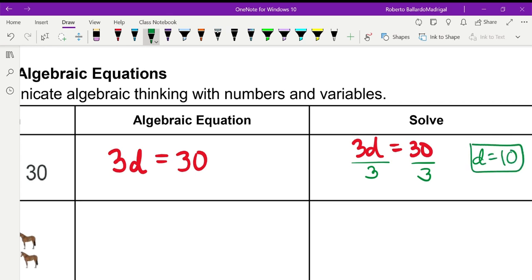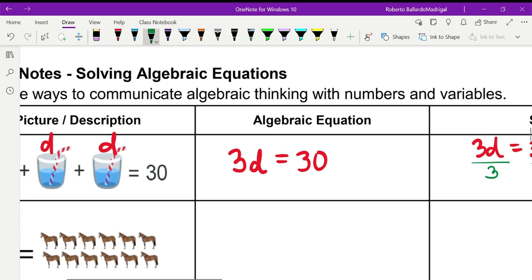The opposite of multiplying by 3 is to divide by 3. So naturally, to get D by itself, I have to divide both sides by 3. Now, this idea of what you do to one side, you do to the other, you have to always remember. You can't manipulate an equation on just one side. It's a balance. You have to do the same thing to both sides, otherwise the equation will be off balance.